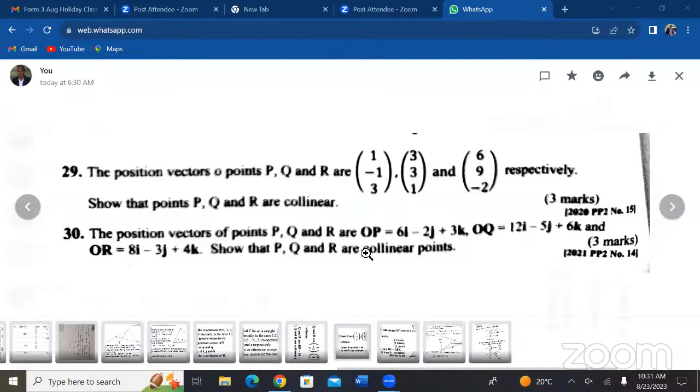So in a minute or two, attempt question 29. It's a different concept altogether, but nevertheless, just go through it in 3 or so minutes so that we see how far we are in testing, or rather in understanding collinearity. 2 or 3 minutes.